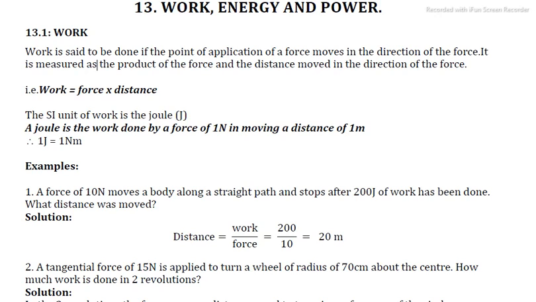But remember, work equals force times distance, meaning that distance equals work divided by force. So the work of 200 joules is divided by force of 10 newtons to get the distance moved, which is 20 meters.